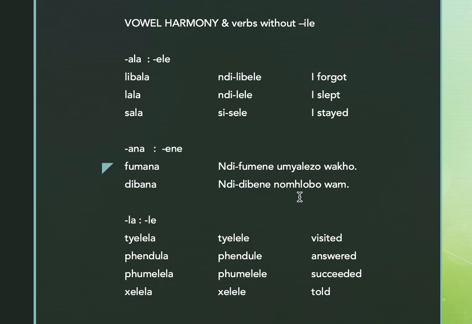And then we have verbs that end in la, that just get le at the end. And again, also these don't have a short and a long form. This is the only form that you will see. So ukuchelela is to visit. Ndichelele, I visited. Ukuphendula, to answer. And then phendule is answered. Phumelela is to succeed or to pass. And phumelele is succeeded. Xelela, to tell someone something. Xelele, told.